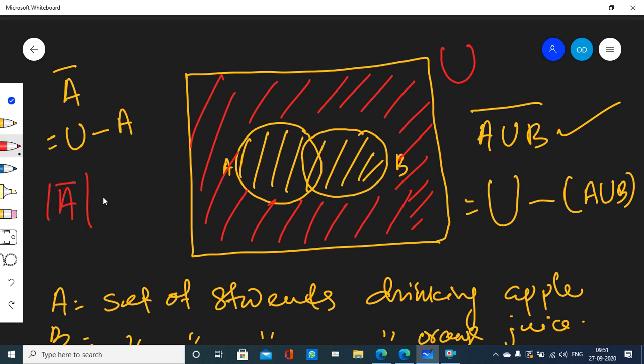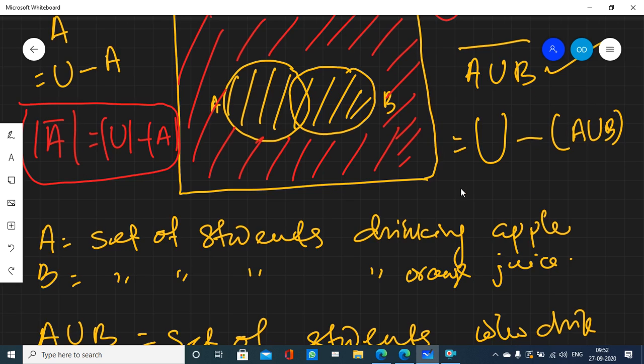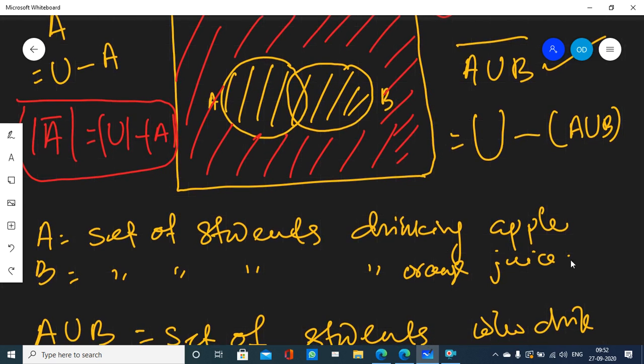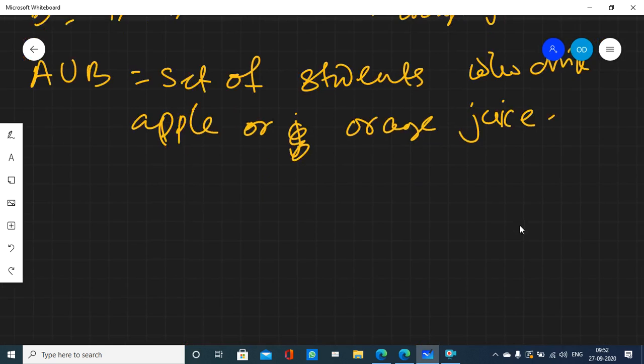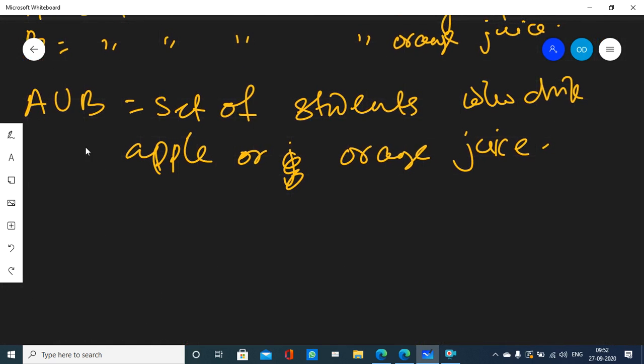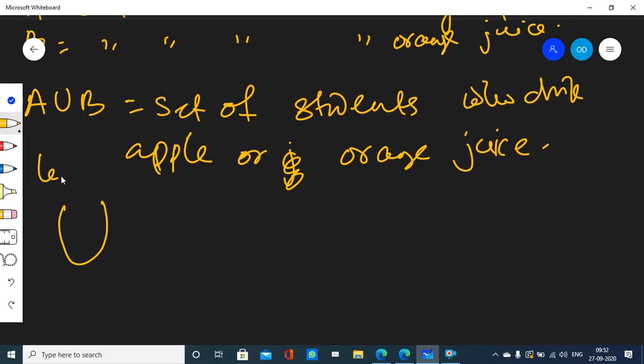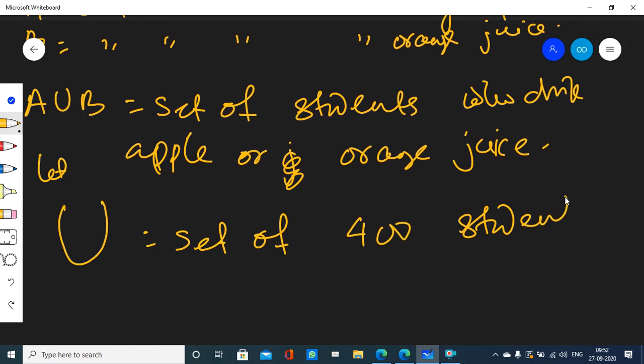And also, do you remember the formula for the cardinality of the complement of A? Cardinality of U minus cardinality of A. Simple. Okay. Cardinality of A complement is equal to cardinality of U minus cardinality of A. Okay. Everybody clear on this? Okay. So let's take a set U. Let U be the set of 400 students who are being surveyed.